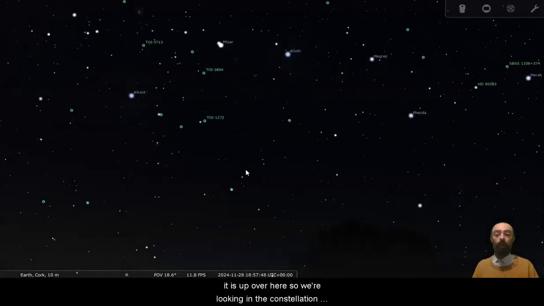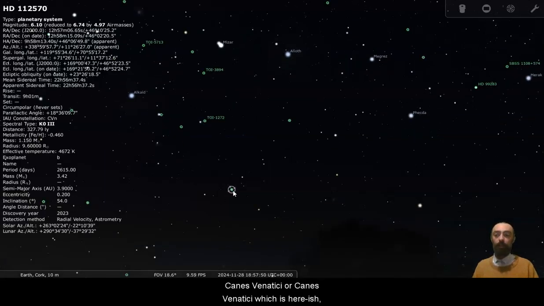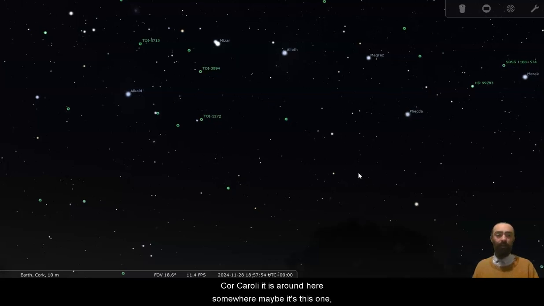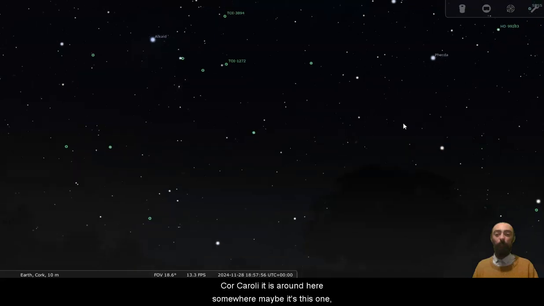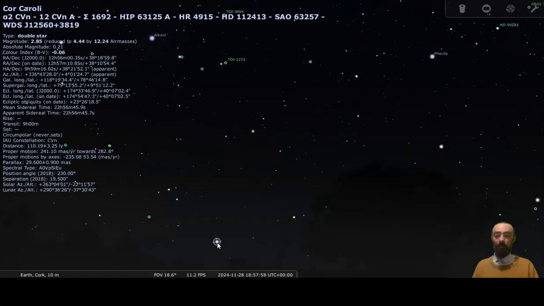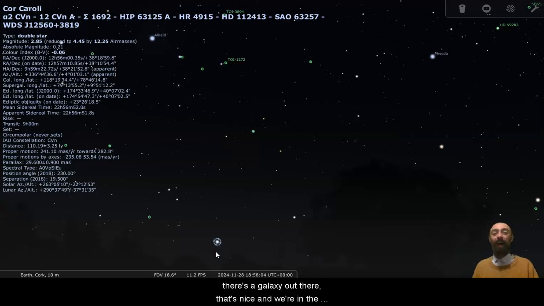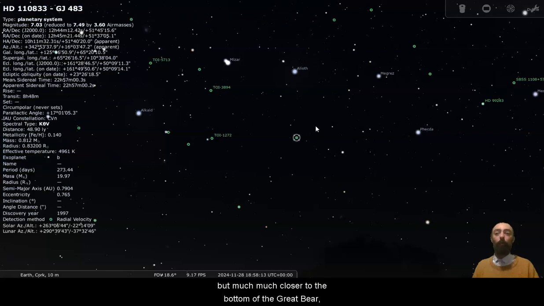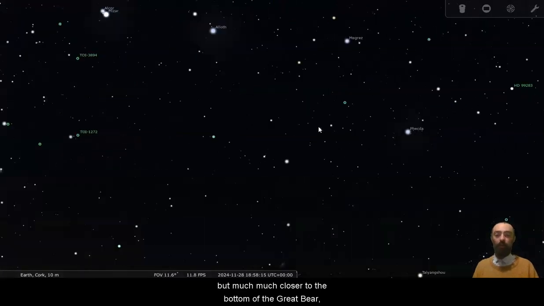So we're looking in the constellation Canes Venatici, which is here-ish. Cor Caroli is around here somewhere. Maybe it's this one. There we go. There's Cor Caroli. That's the brightest star in Canes Venatici. There's a galaxy out there. That's nice. And we're in the constellation Canes Venatici, but much, much closer to the bottom of the Great Bear, the tail of Ursa Major here.